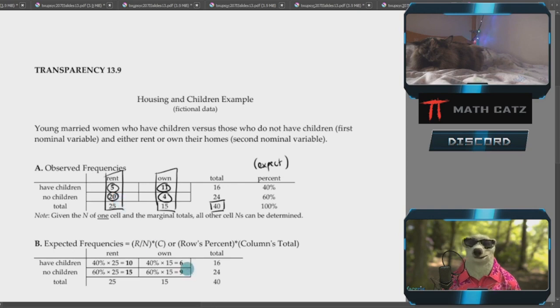That's the question. And then in the owning column, we have the same issue. We expect a 60-40 split from the total of 15 people in that column. That should be 6 and 9. Not quite what we got.